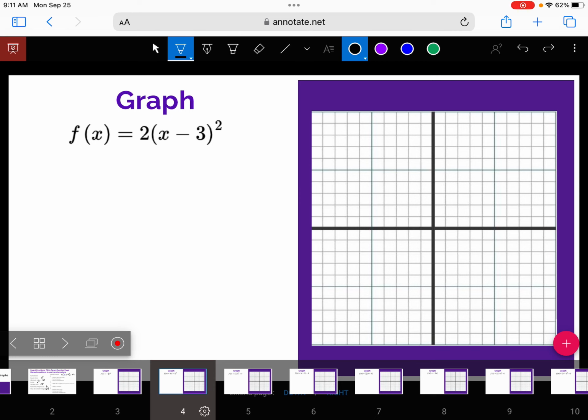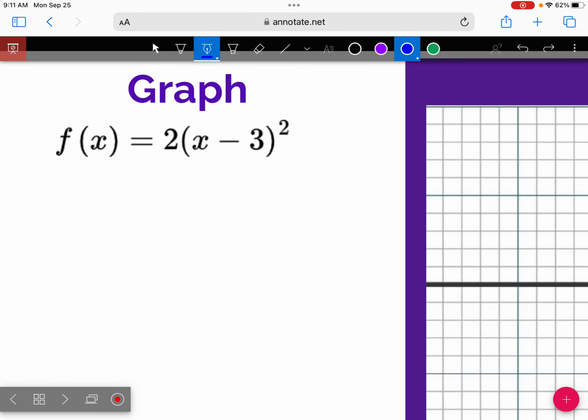All right, so we're going to start with a very familiar one so we can remember these things. We have here f of x equals 2 times parentheses x minus 3 squared. What shape is this? What kind of function is it? It's a parabola. This is a quadratic. Yes.